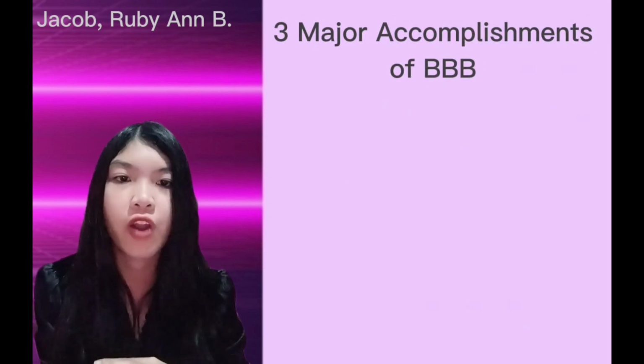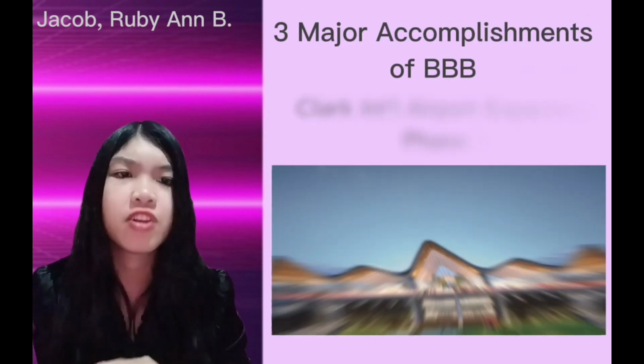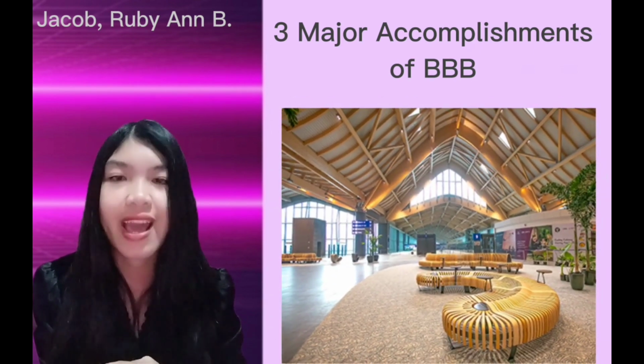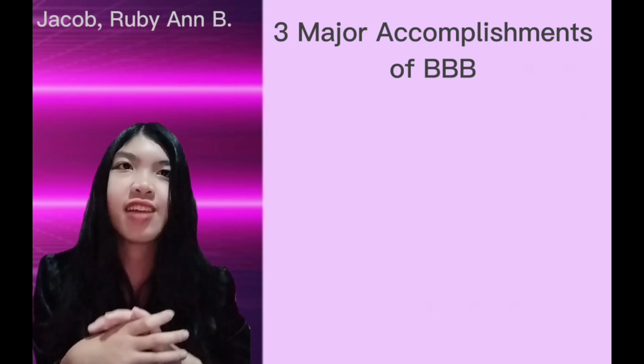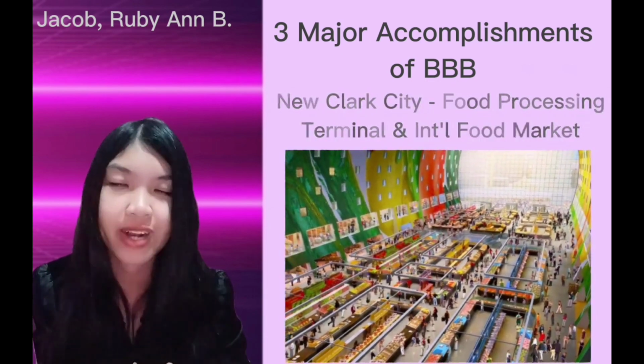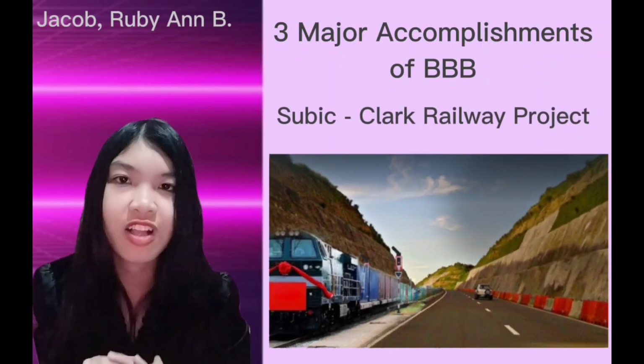The first three major accomplishments of this program are, first, the Clark International Airport Expansion Phase 1 Engineering, Procurement, and Construction. Second, the new Clark City Food Processing Terminal and International Food Market. And the third one is the Subic-Clark Railway Project.